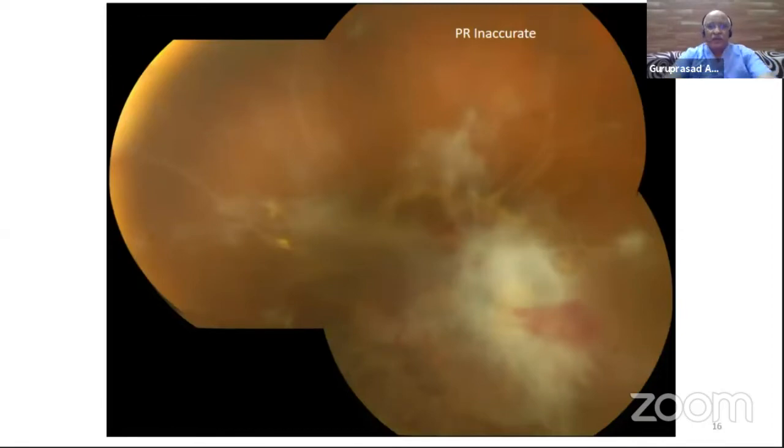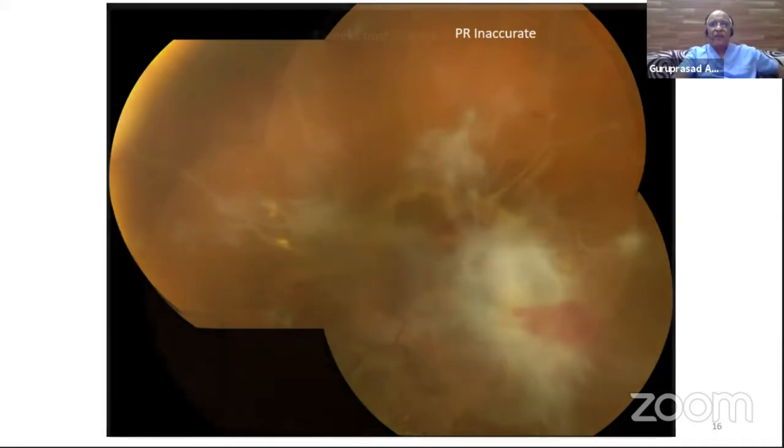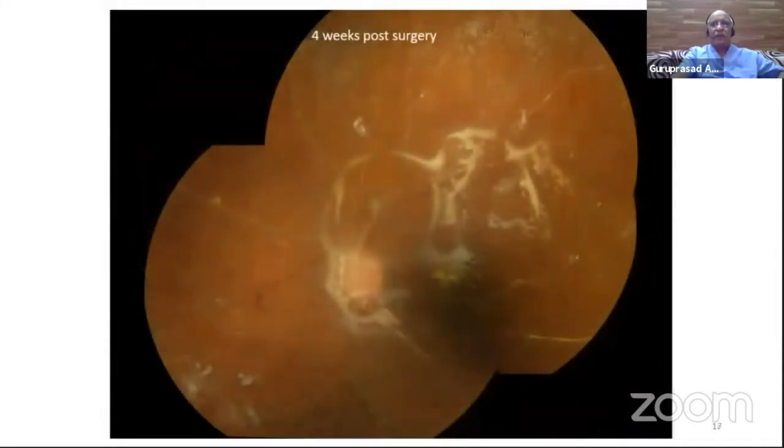I just want to show this very severe stage of PDR, because the PR was inaccurate in this. The disc was not at all seen. There was thick fibrous tissue. There was sclerosis of all the vessels. But with meticulous surgery, this was the picture, and the patient recovered fairly good vision.